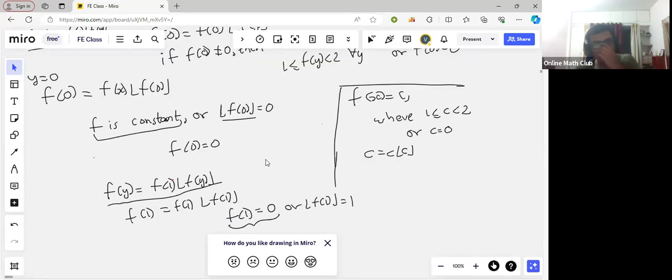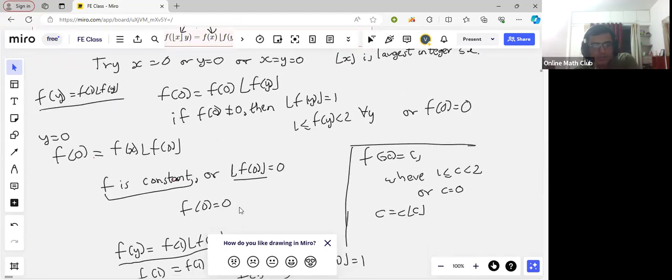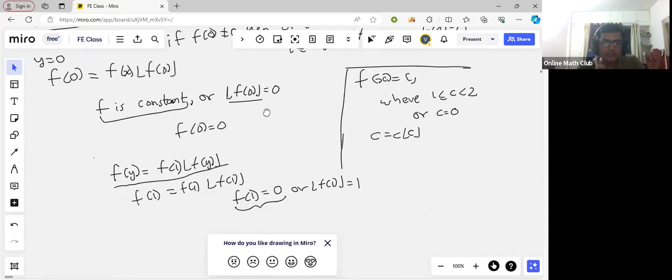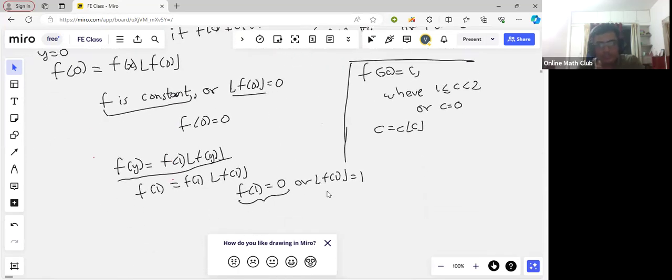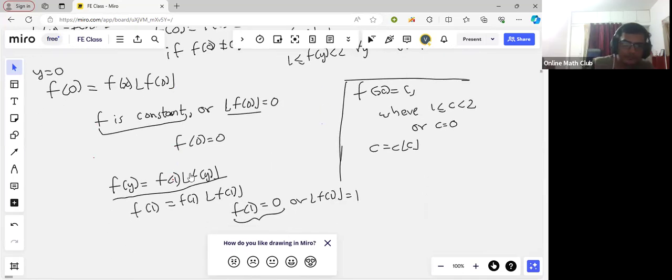So the general idea in this problem is we're just trying to make stuff 0 over here. This is the general idea of this problem, because if you make stuff 0, then stuff cancels, right? So we got f of 1 equals 0 or floor f of 1 is 1. If f of 1 is 0, we try to make stuff cancel again. So we put x equal to 1 and we get f of y is 0.